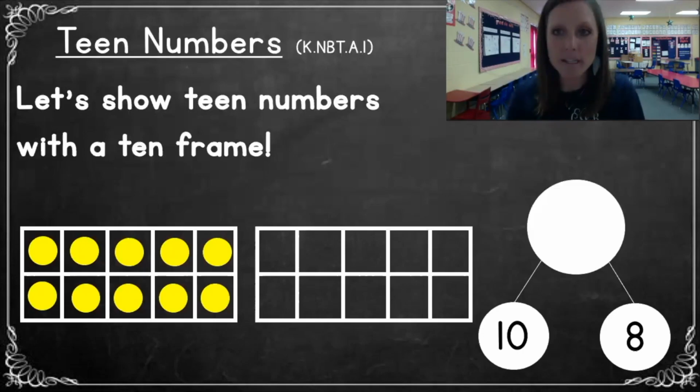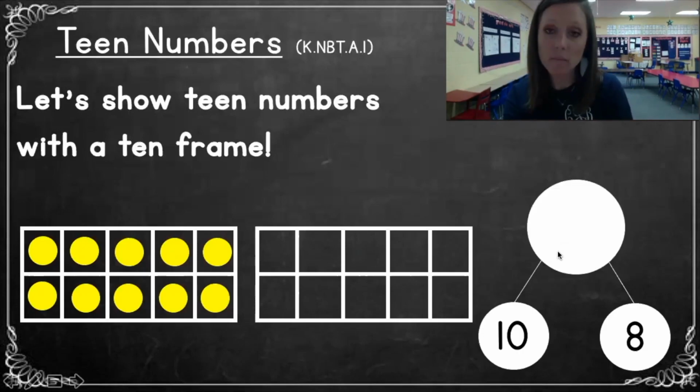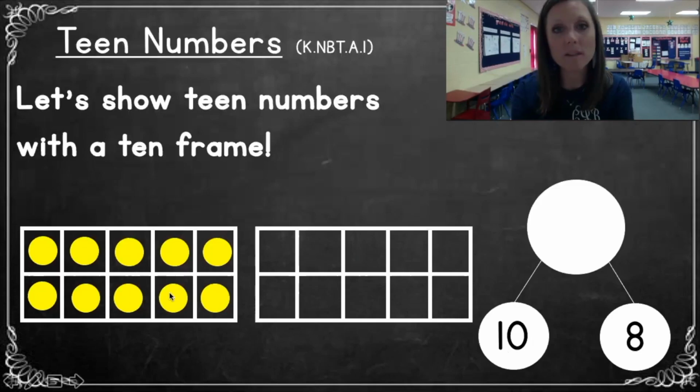I'm noticing I still have two 10 frames and I still have a number bond. One of my 10 frames is all filled up. The other 10 frame has nothing in it. And on my number bond, I don't have a big number in the circle at the top, but I do have two numbers filled in the little circles on the bottom. In the first little circle, I have a 10, and I'm thinking that goes with the 10 frame that's all filled up. The 10 yellow counters make this number 10 in my number bond.